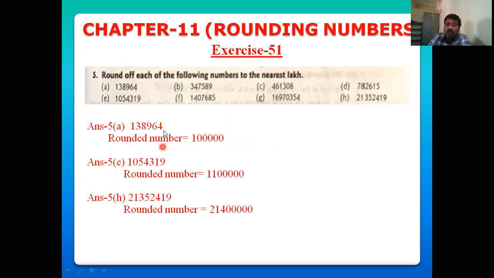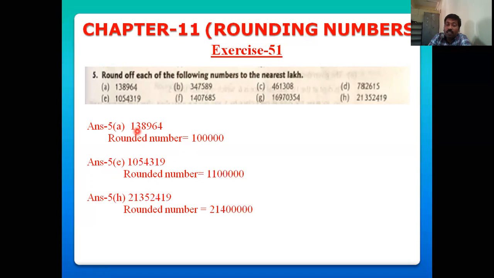Count these places: ones, tens, hundred, thousand, 10,000, and the lakh. Here the 1 is the lakh place digit. Now, see the next digit. The next digit is 3, which is lesser than 5. So we will write 1 as it is and write how many zeros? Count the digits after the 1.